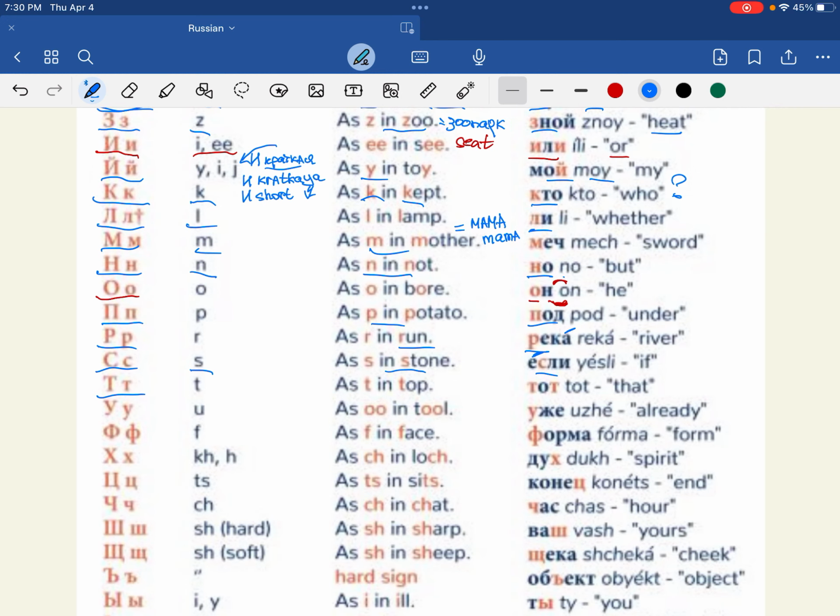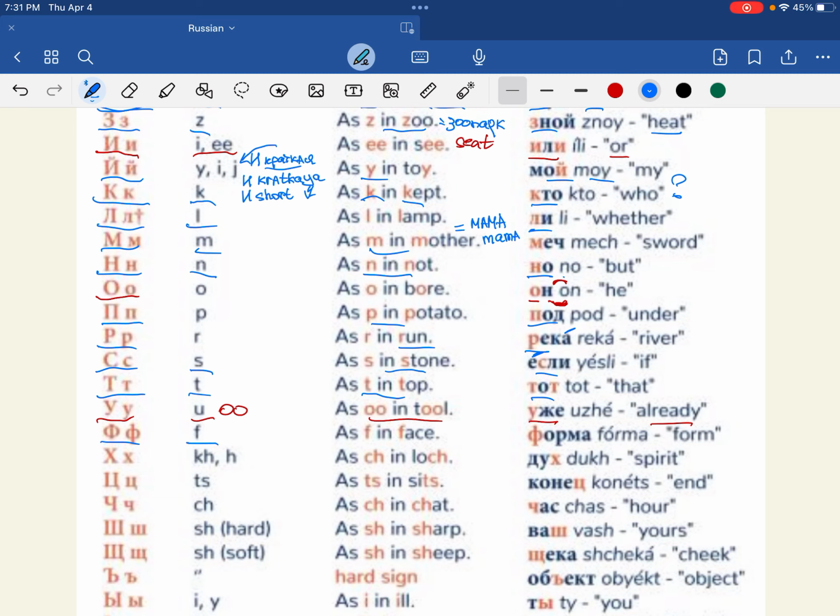Then another consonant is T. The sound is T. In English, it's pronounced like T in top. And in Russian, the example is тот, which means that, or these or that, and so on. The next vowel is U. Don't read it like you, but just U. Probably it would be written like this. Like tool in English, or уже, that means already. It's a Russian example.